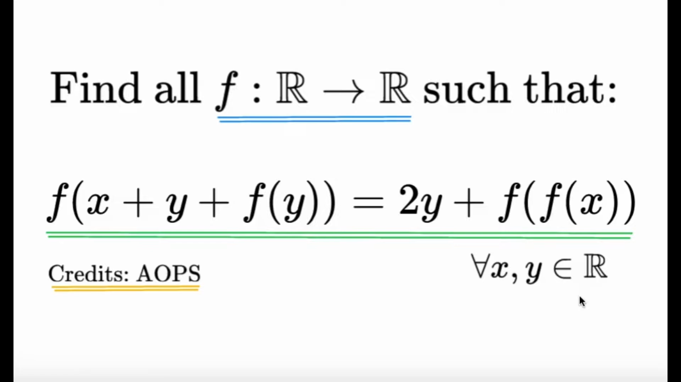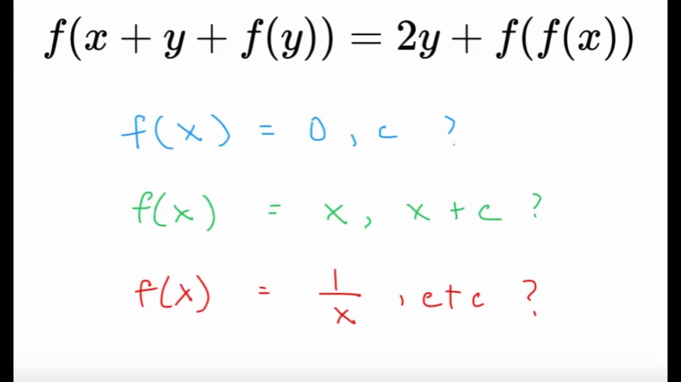As usual, pause this video if you'd like to give this item a try, but if you're done, let us dive into the solution. Now, whenever we have a functional equation, our first instinct is to maybe have a guess as to what the answers are or what the functions are. Here are some of the lists of functions that we technically try.